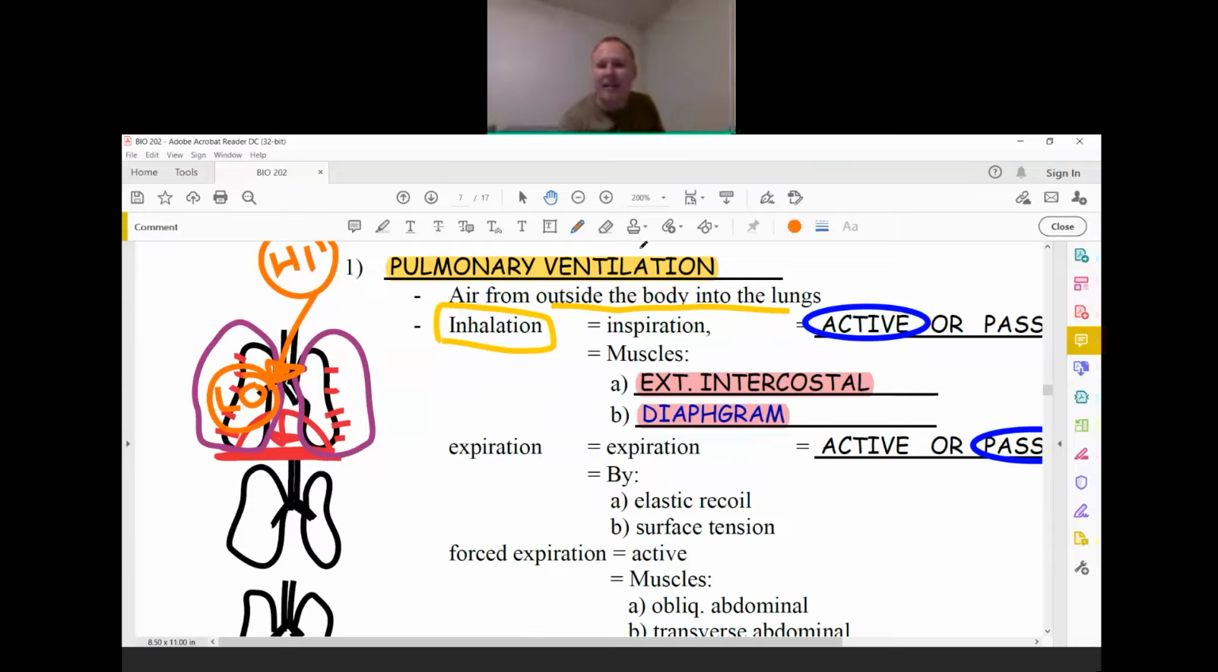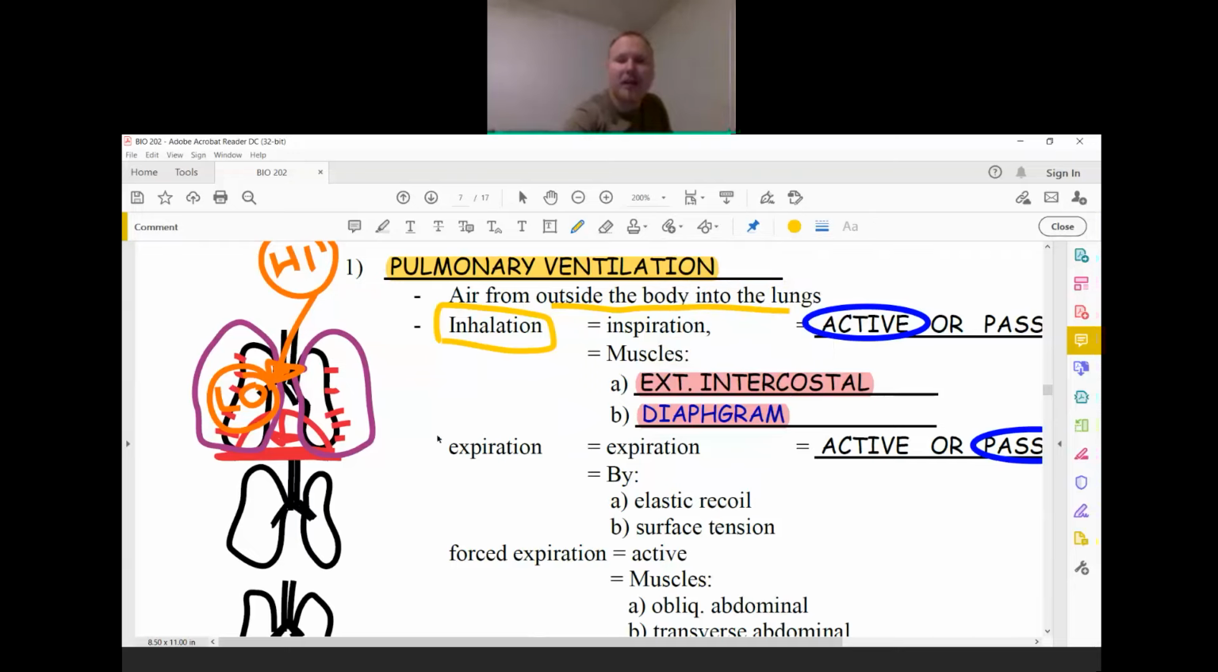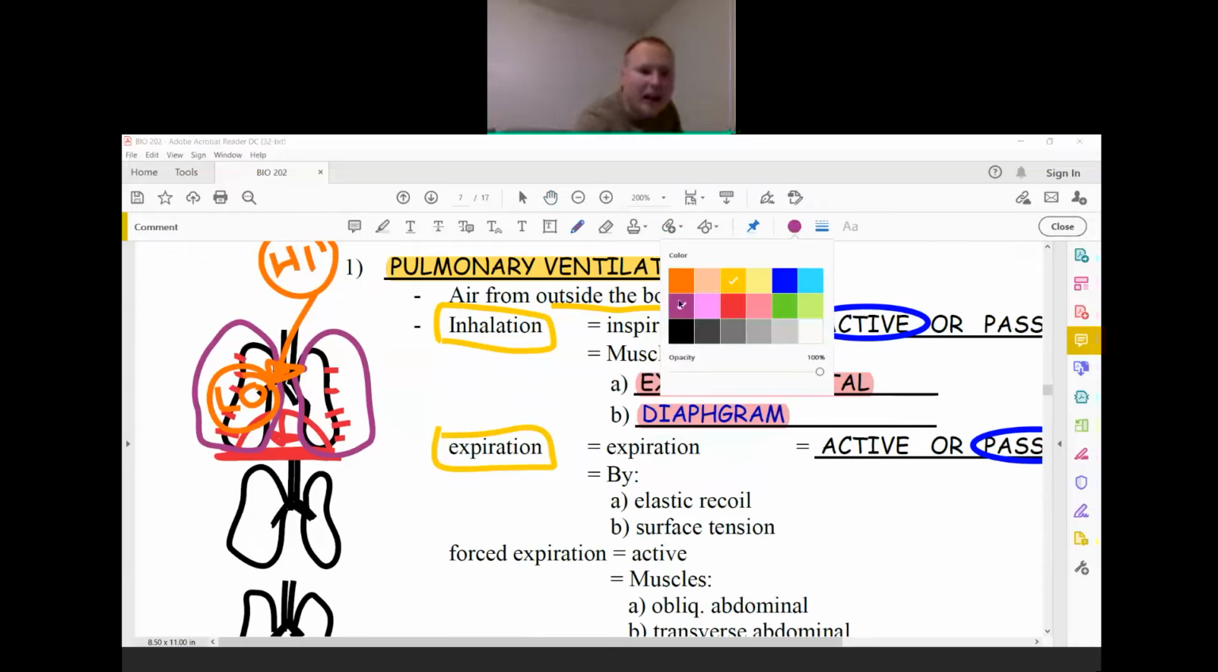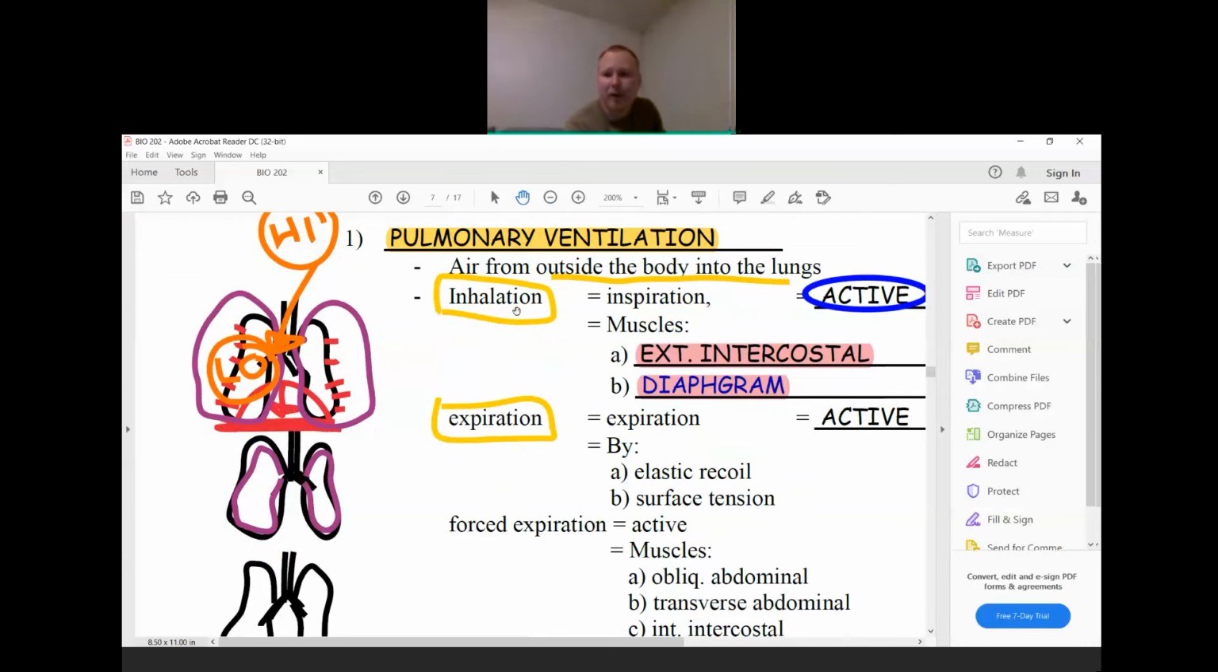So that is going to be a passive process. We don't have to put in extra effort for breathing out. What causes us to breathe out is the elastic recoil of the ribs and also the surface tension. So in this case, the lungs now become small again. They become the size that they were earlier on. We don't need to put in any effort to make that happen.